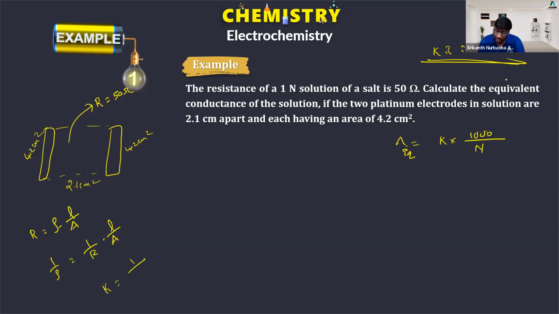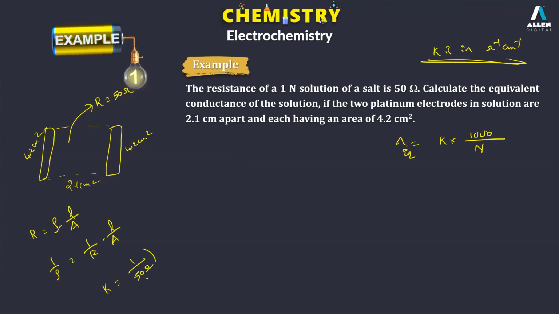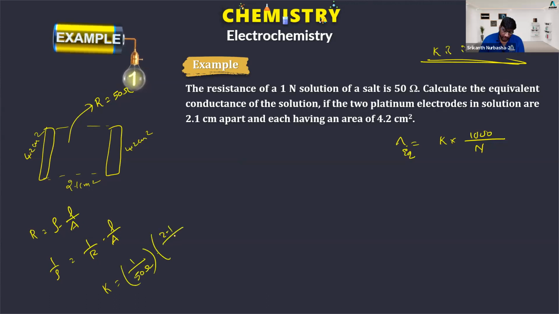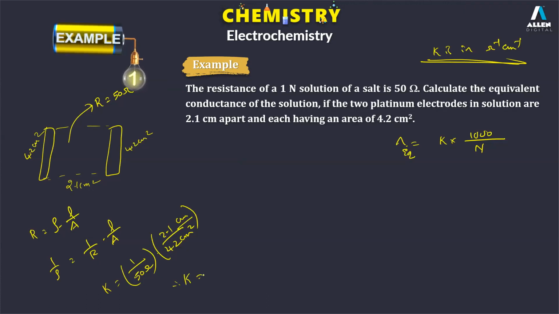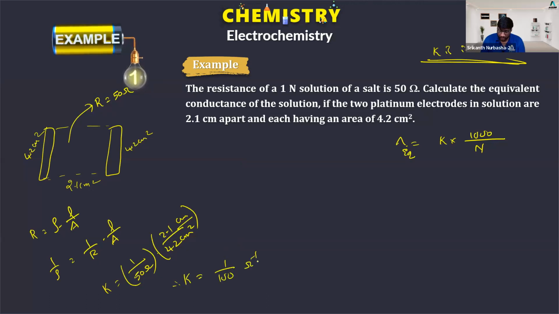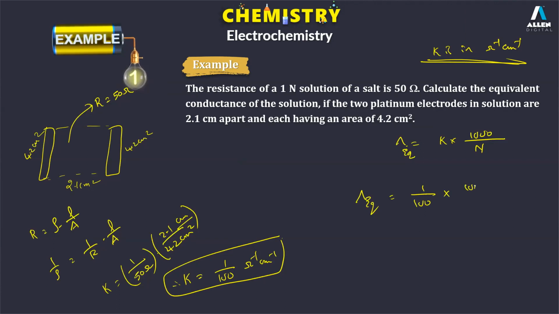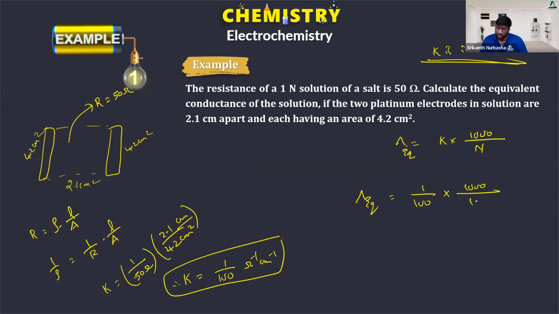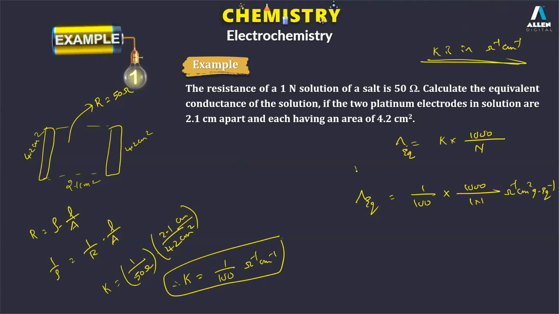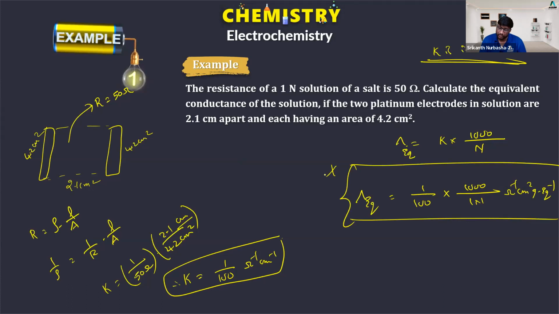K is 1 by 50 ohm into L by A, that is 2.1 divided by 4.2 centimeter by centimeter square. So K value is 1 by 100 ohm inverse centimeter inverse. So equivalent conductance is equal to 1 by 100 into 1000 divided by normality, one normal. The unit is ohm inverse centimeter square gram equivalent inverse. Do the calculation, that will be your answer. 10 will be the right answer.